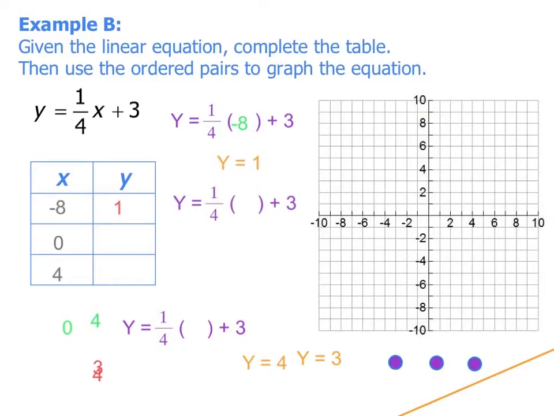Let's take a look at the next substitution. So in this case, I'm going to substitute 0. 1/4 times 0 is 0. 0 plus 3 gives me 3. So any time that I substitute 0, I know I'm going to end up with +3.